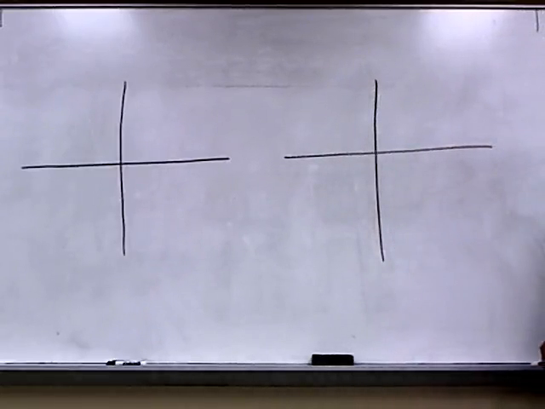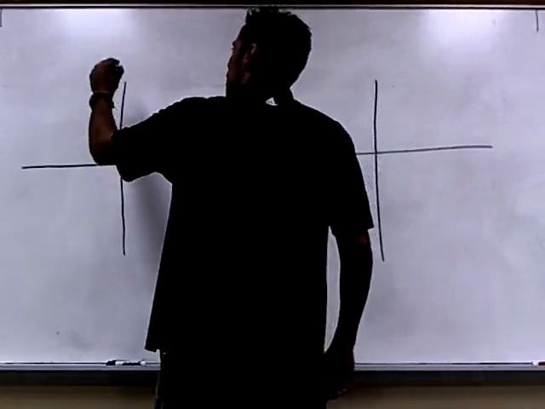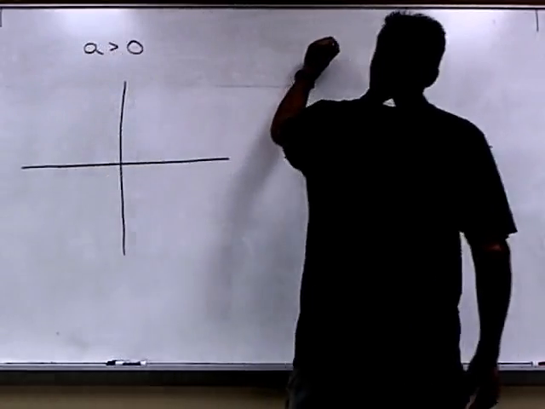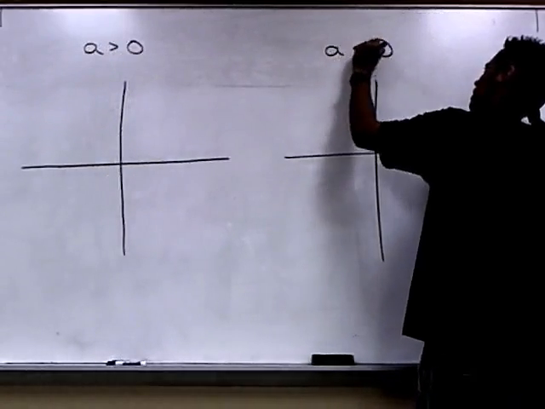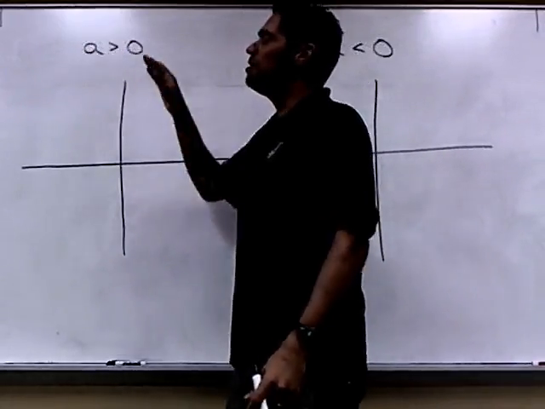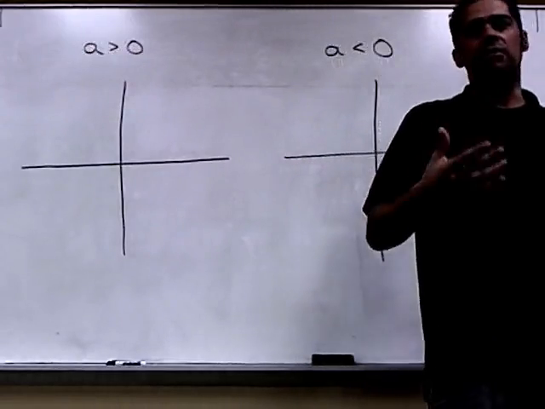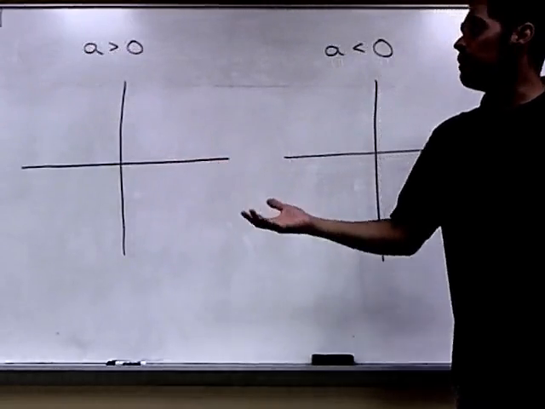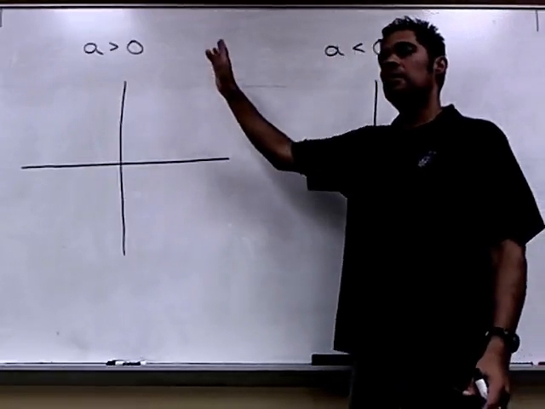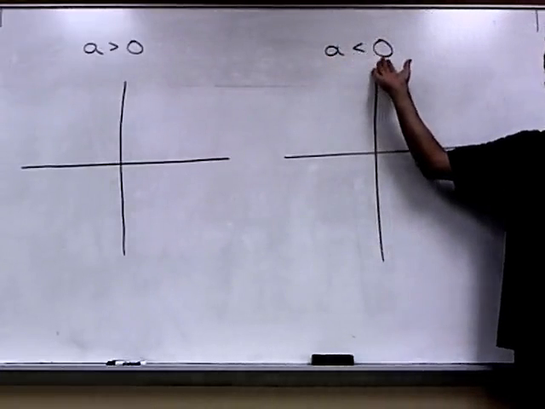So I want to look at two different types of parabolas: if a is a positive number, and if a is a negative number. Now, what's a? Does everyone understand that when I say a is greater than 0, I mean a is a positive number? Like 2 or 10 or 3/4 even, a fraction, a decimal. As long as it's a positive number, that's what that means. And then this means a is less than 0, so a is a negative number.